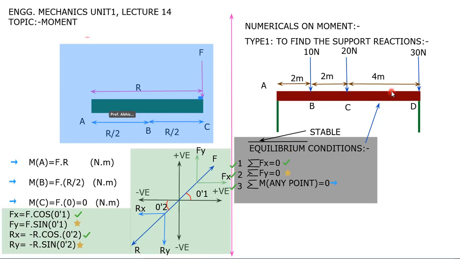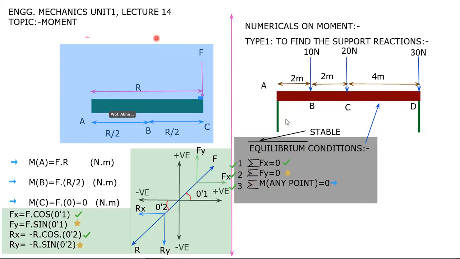And if the object is stable, this means that it will follow the equilibrium condition. What does it mean that it will follow the equilibrium condition? It will follow Fx equal to 0, Fy equal to 0, and the moment at any point equal to 0. So this object will follow all these three conditions, and you can apply all three conditions on this beam.